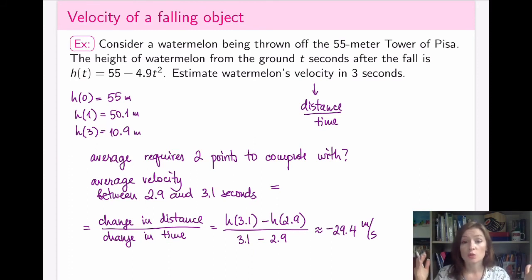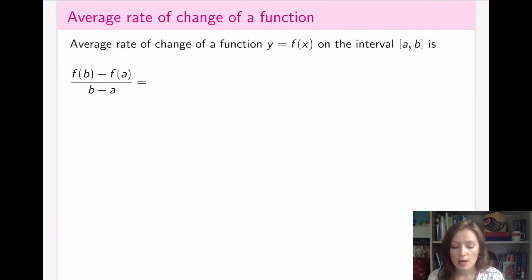I could have picked between 2 and 4 seconds. It wouldn't have been as close. 2.9 and 3.1 is pretty close. What about 2.99 and 3.01? That's even closer still, right? What we would like to do is develop methods to actually be infinitely close to the point that we're interested in. Let's summarize this discussion of averages with one formula.